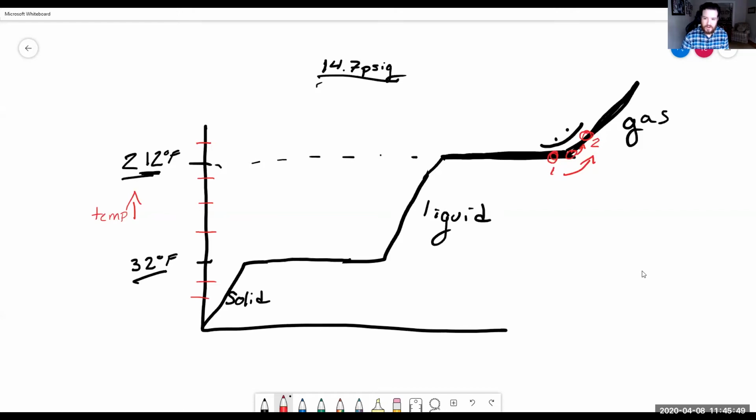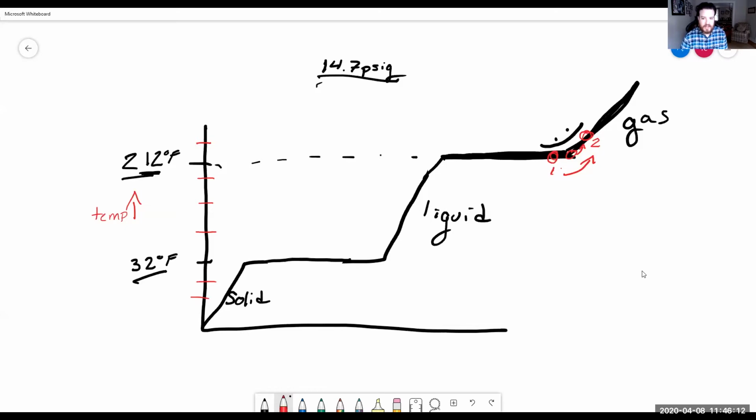All right. We no longer have any liquid present. In order to go from point 1 to point 2, we need to have absolutely no liquid present in order to increase the temperature. Okay?